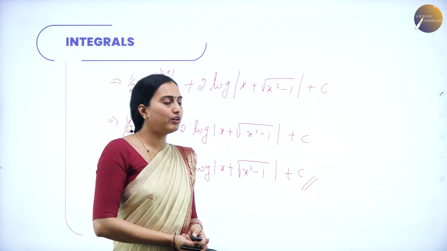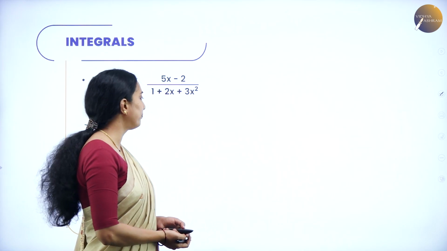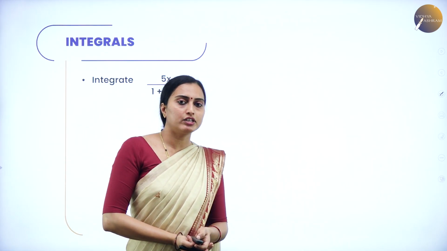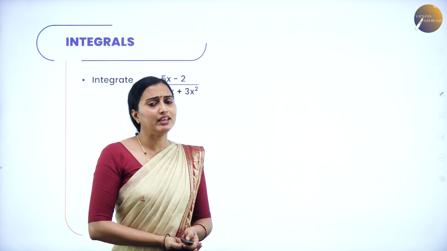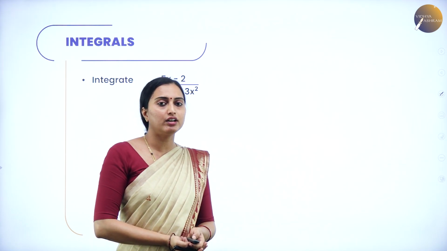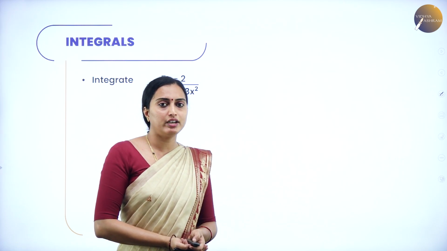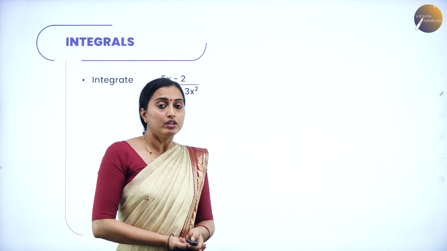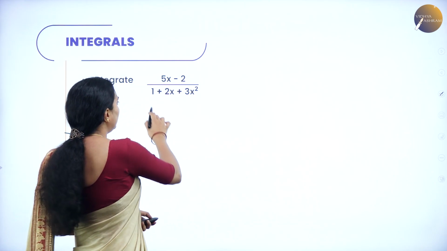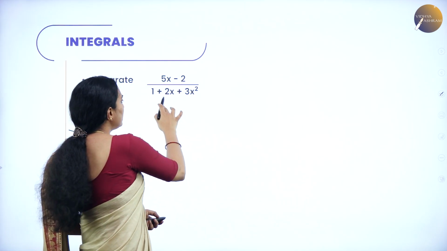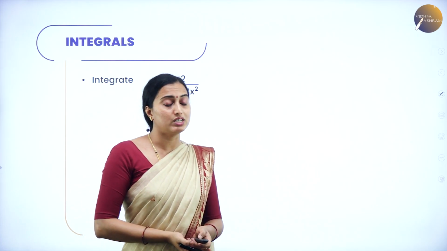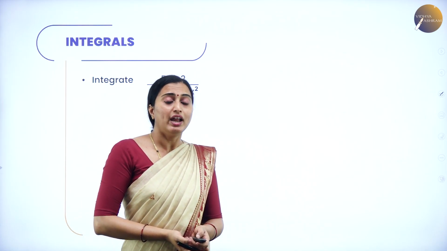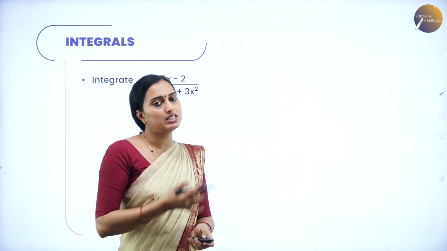Now we'll be moving on to the next problem. What they've asked: integrate (5x minus 2) divided by (1 plus 2x plus 3x squared). See, dear students, let us check whether the numerator is the differentiation of the denominator. Differentiation of 1 is 0, differentiation of 2x is 2, and differentiation of 3x squared gives you 6x, because 3 into 2. And we do not have 6x in the numerator.